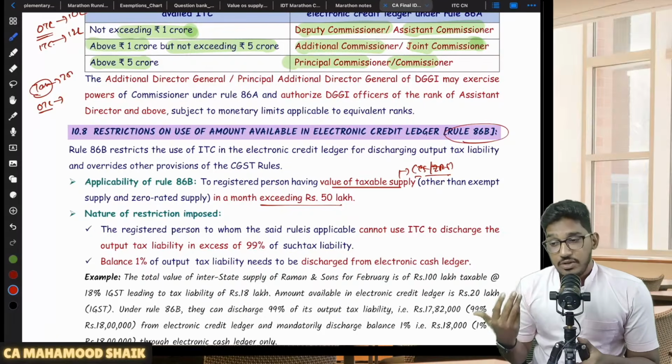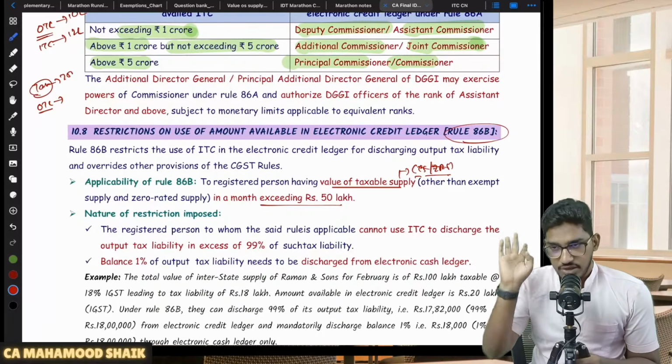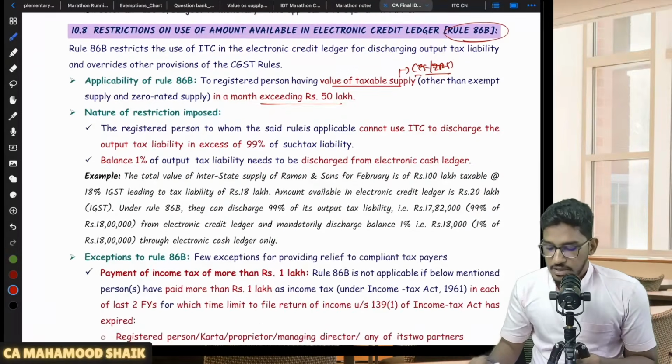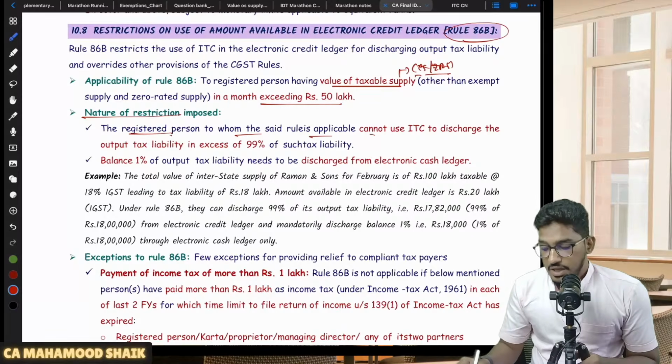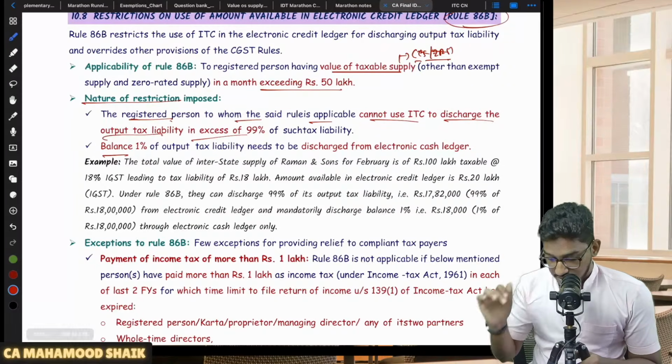You can discharge it through the electronic credit ledger, even though you have enough balance. That remaining 1% you have to compulsorily pay in cash. That's what they have told. So that is the nature of the restriction. The registered person to whom the said rule is applicable cannot use ITC to discharge the output tax liability in excess of 99%. The balance 1% must be discharged through the electronic cash ledger only.